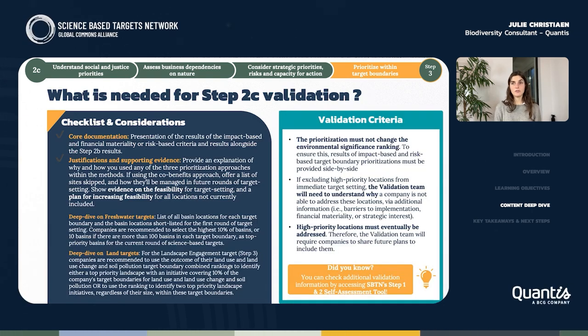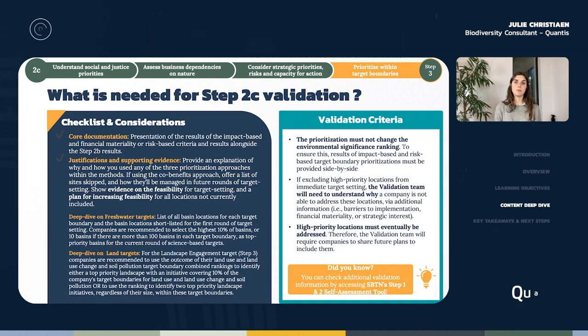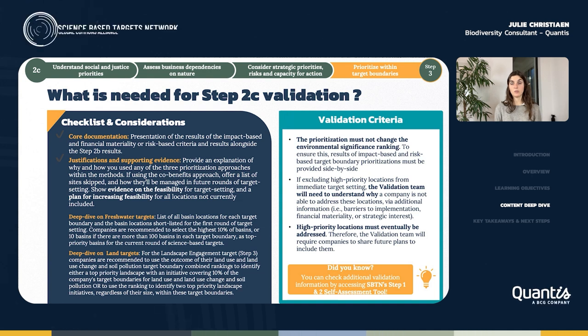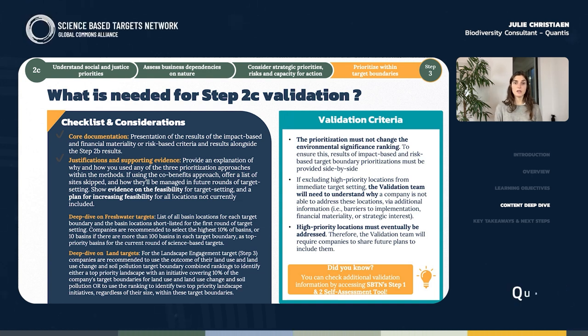To get 2C validated by the SBTN's team, you'll need both core documentation and justifications. For the core documentation, you must present your impact-based results from Step 2B alongside your additional prioritization criteria and outcomes from Step 2C. You will also have justifications and additional supporting evidence where you will need to explain which prioritization factors were used, why they were relevant for your company, and the data sources you relied on.